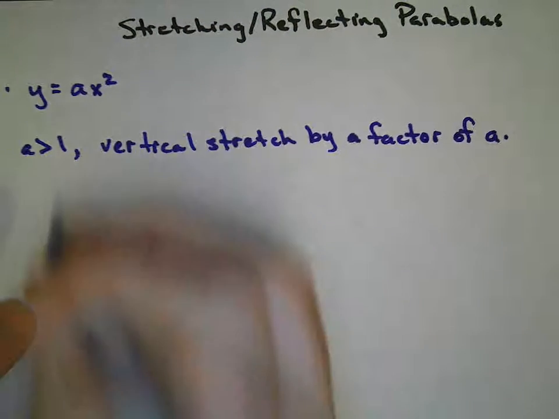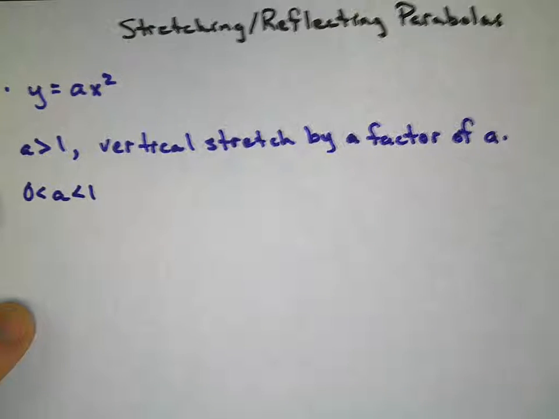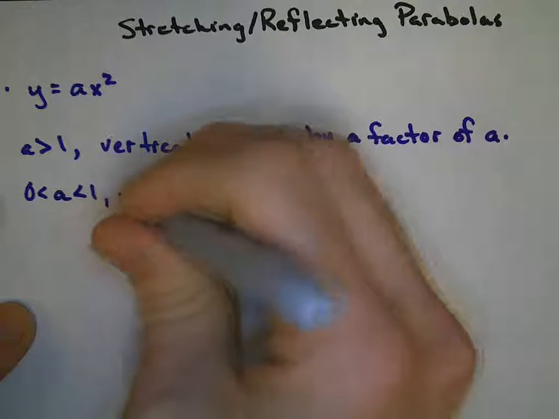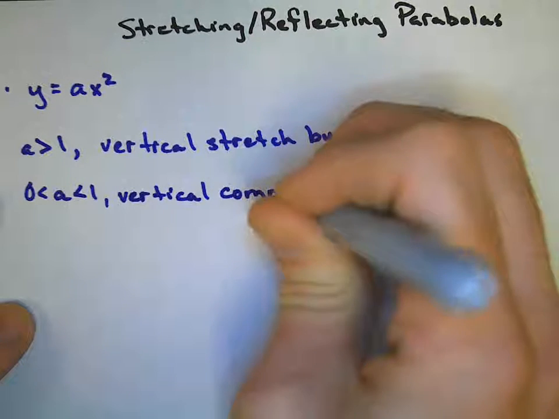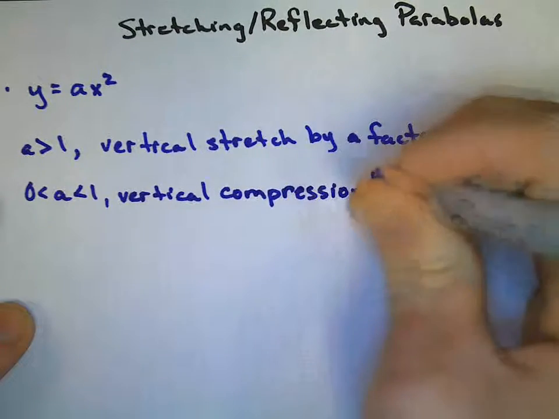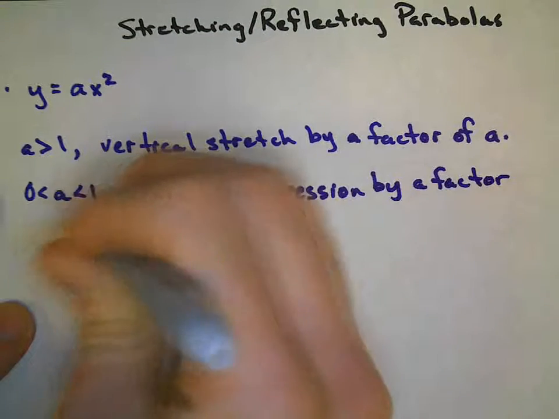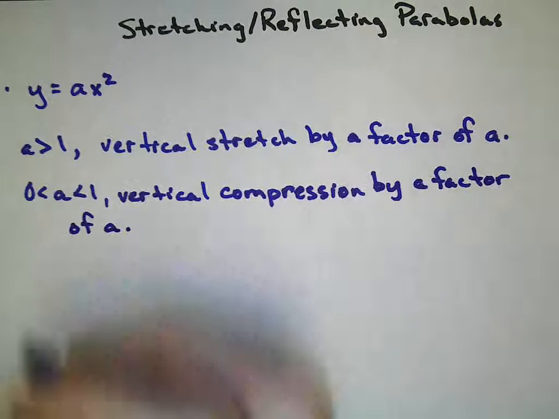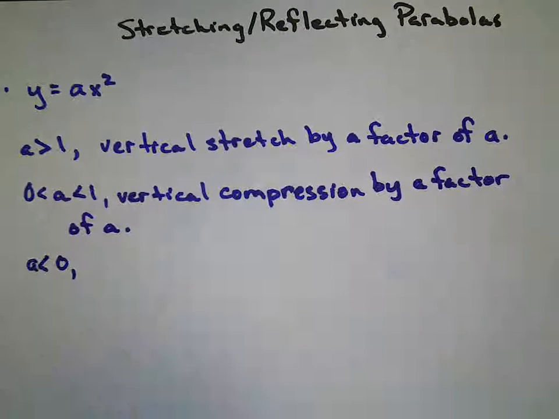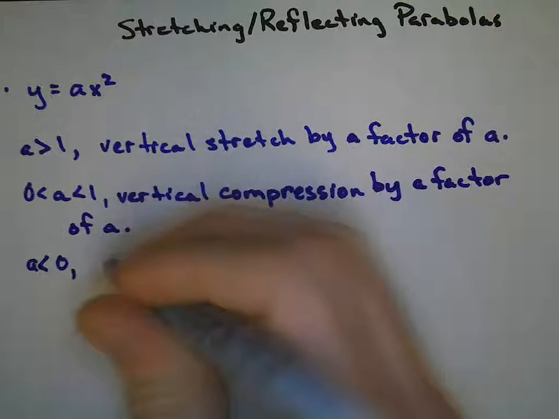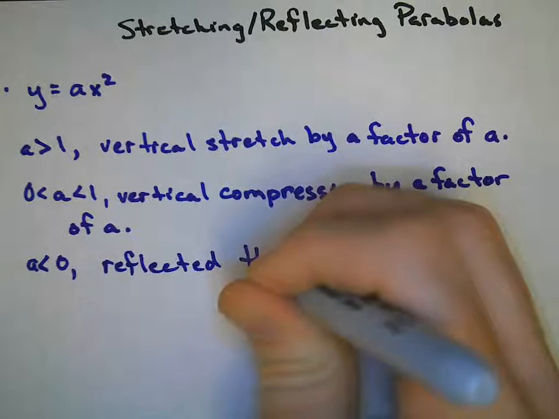Another important thing is that if a is between 0 and 1, for example, 1/2, this is a vertical compression by a factor of a. And finally, if a is less than 0, in other words, it is a negative number, our parabola is reflected through the x-axis.